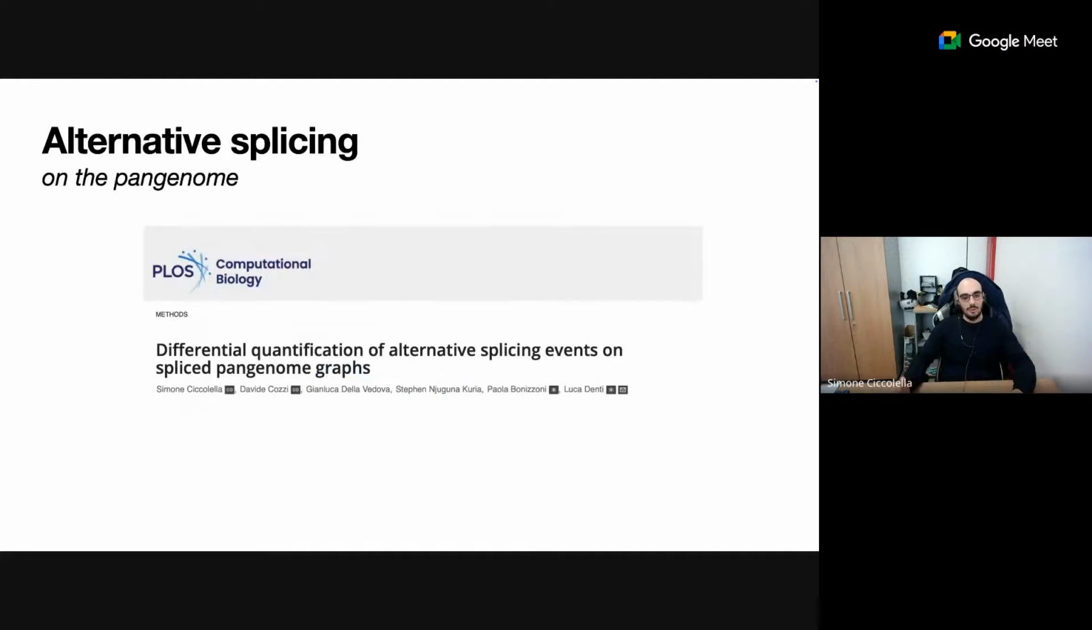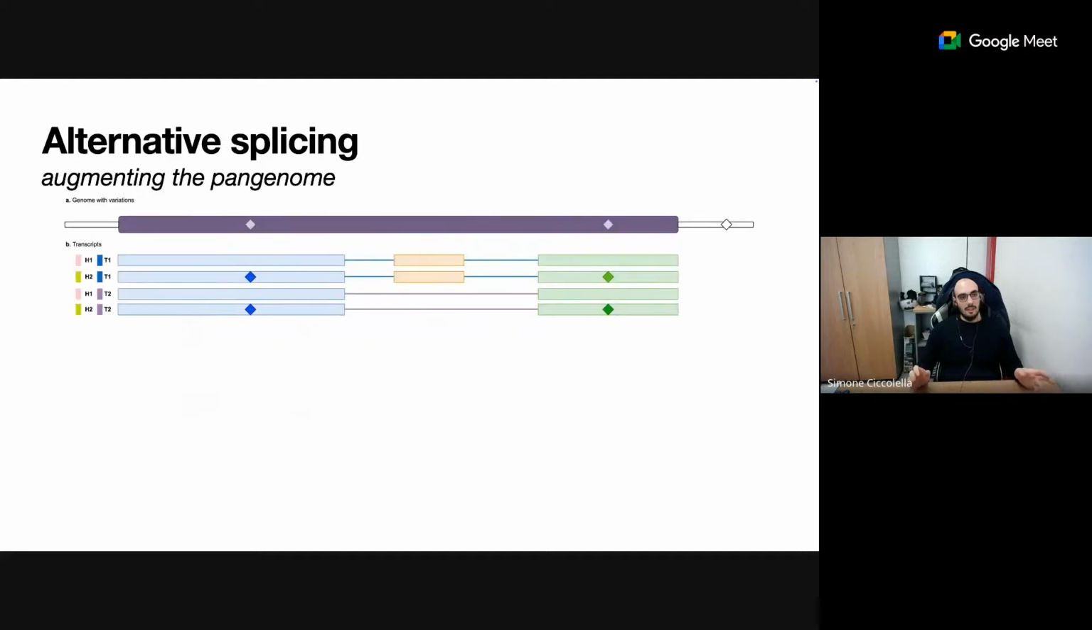So how do we do this on a pangenome? This is quite new. This paper is, I think, out. If not, it will be quite soon on PLOS Computational Biology. And as far as we know, this is the first method to actually do a proper modeling of this event on a pangenome. So what we do is that we want to augment the pangenome with this type of information.